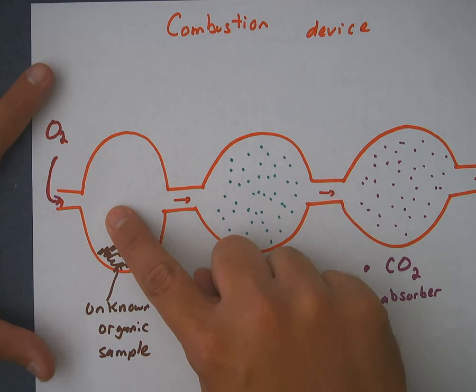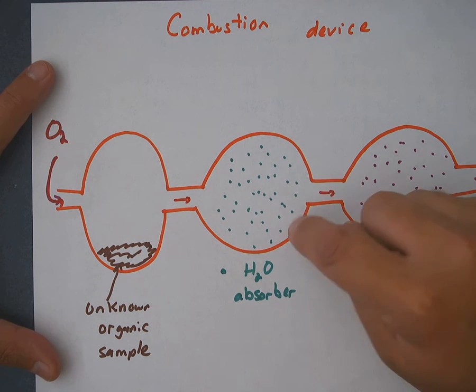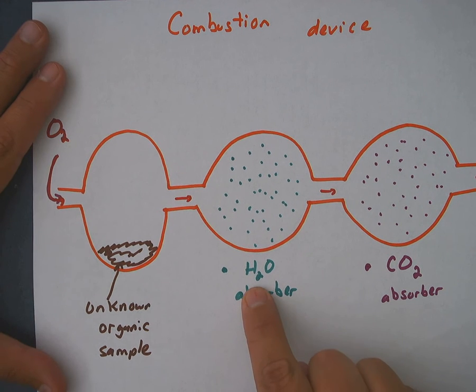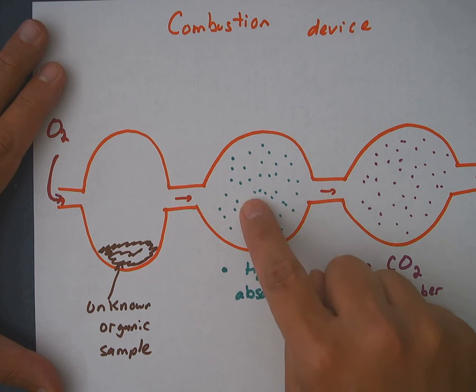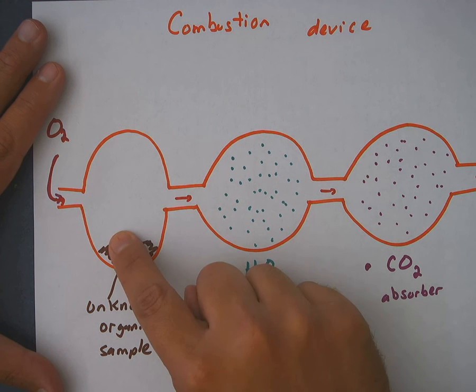After the first chamber, you come to a second chamber, which has essentially a sponge for catching water. The sponge will absorb any water that was created from the reaction here.